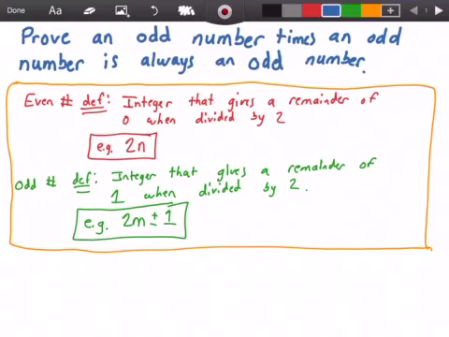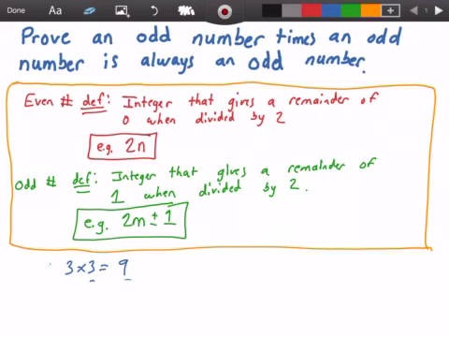So we want to focus on odd numbers here, and we want to prove that an odd number times an odd number is equal to an odd number. So let's give an example. An example would be 3 times 3. That's 9. So 3 is an odd number, and 9 is an odd number. Let's do another example. Let's do 5 times 3, and we get 15. So 5 is an odd number, 3 is an odd number, and 15 is an odd number. So it's looking like this is a true statement. So let's go ahead and prove it.